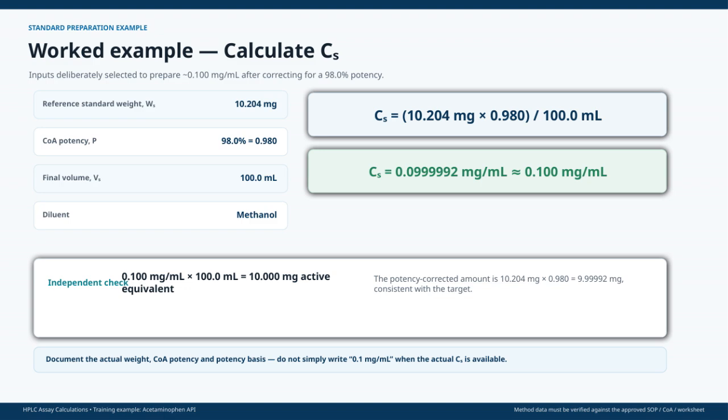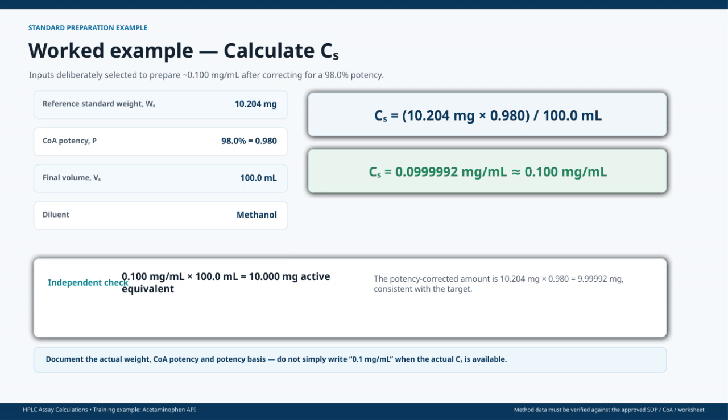The calculation for the concentration, C, is straightforward. Multiply the weight by the potency, then divide by the volume. This gives us roughly 0.100 milligrams per milliliter, which matches our target. To confirm, an independent check multiplies the concentration by the final volume, yielding an active equivalent very close to the potency-corrected weight. This consistency validates our preparation.